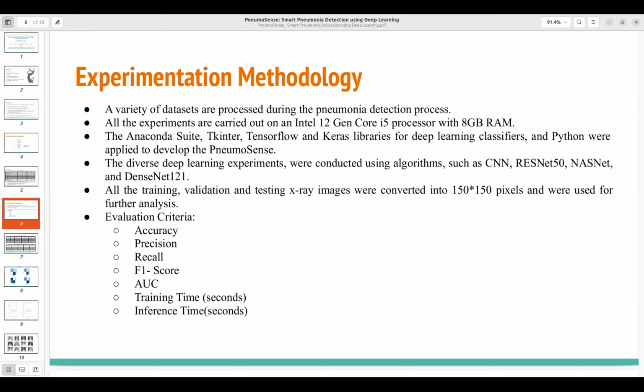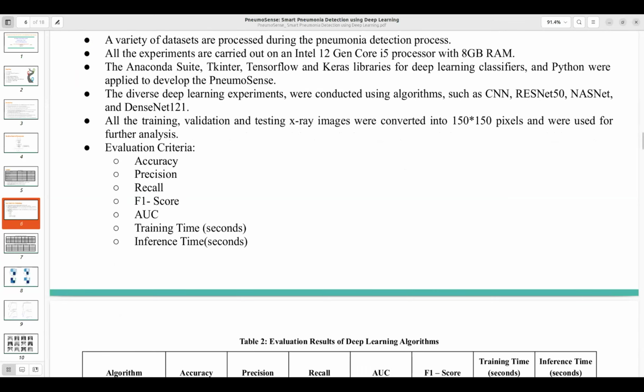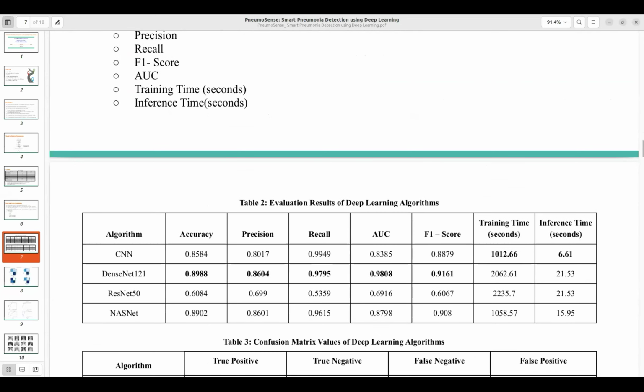The deep learning algorithms used for the experimentation were CNN, ResNet 50, NASNet and DenseNet 121. For preprocessing, we converted each and every X-ray image into 150 by 150 pixels, and then it was used for further analysis, for training and for testing. The evaluation criteria for our experimentation were accuracy, precision, recall, F1 score, AUC, training time, and inference time. So basically, these are our results.